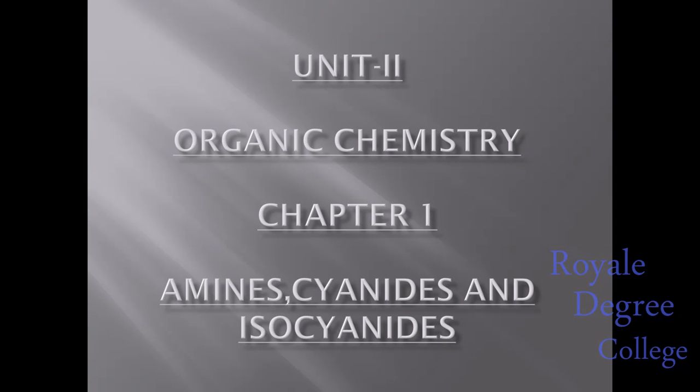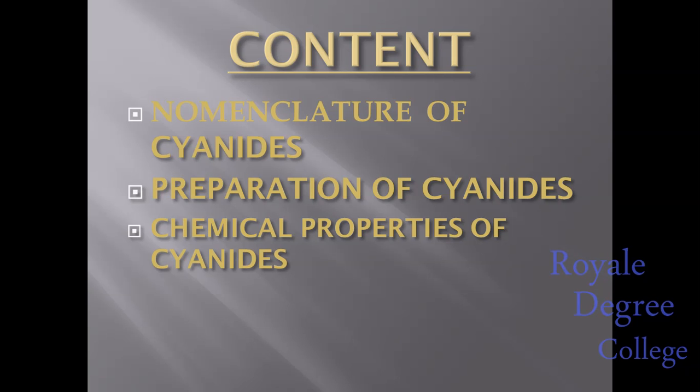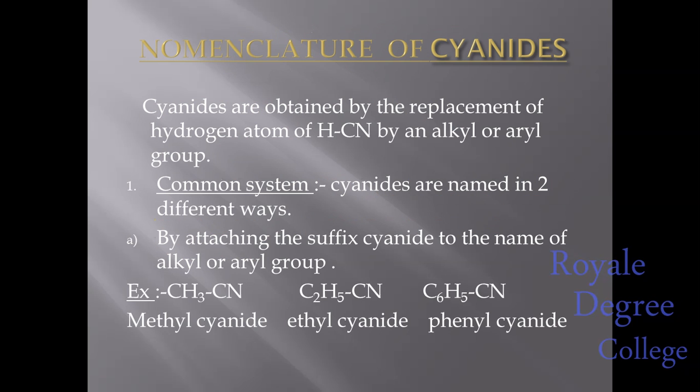As we are talking about Unit 2, Organic Chemistry, Chapter 1, Amines, Cyanides and Isocyanides. Today we'll see about nomenclature of cyanides, preparation of cyanides and chemical properties of cyanides. First of all, we'll see about nomenclature of cyanides. Cyanides are obtained by the replacement of hydrogen atom of HCN by an alkyl or aryl group.